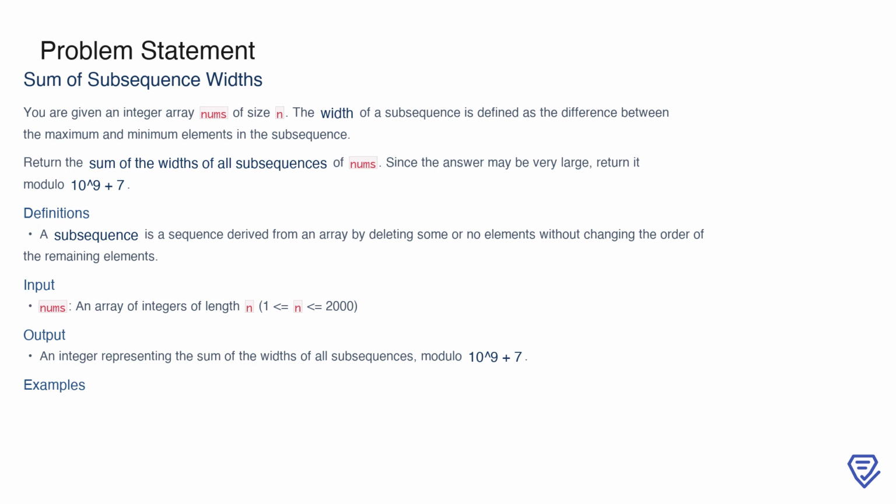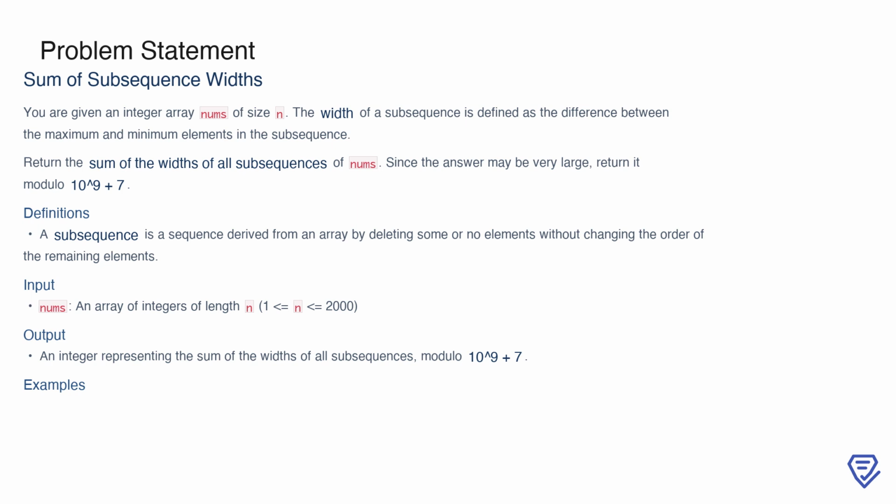given integer array nums. First, let's define what we mean by the width of a subsequence. The width is simply the difference between the maximum and minimum elements in that subsequence. For example, if the subsequence is 2, 5, 7, the width would be 7 - 2 equals 5. Our task is to compute the sum of these widths for all possible subsequences of the array.